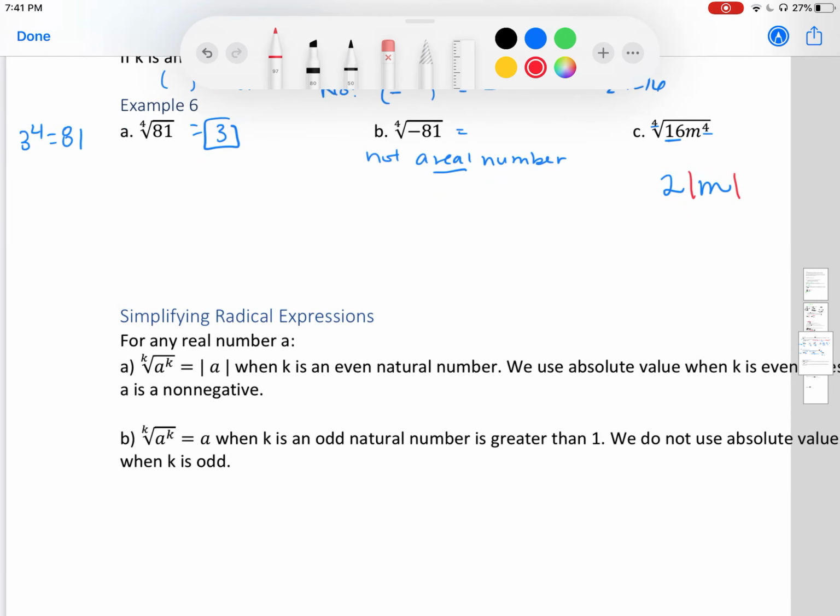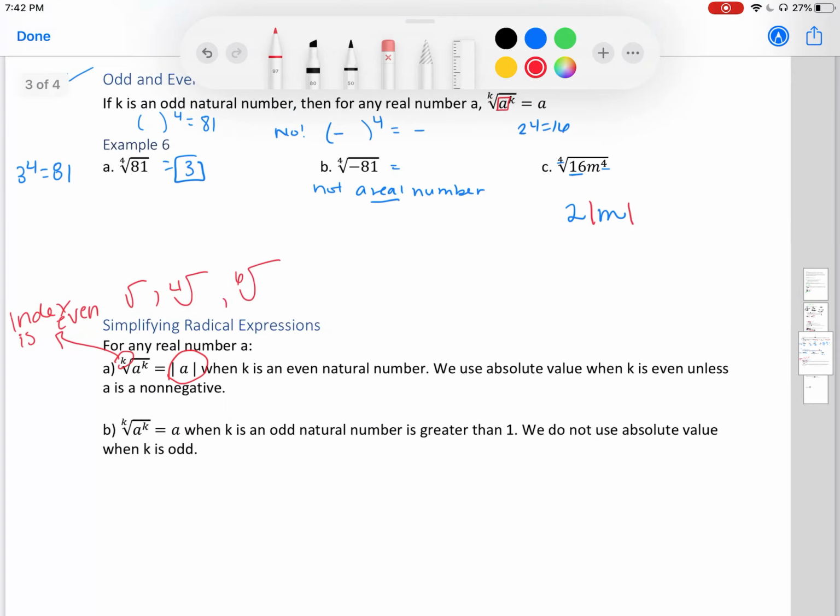Expressions. For A, when k is an even natural number, we want the positive, so we need the absolute value. If k is odd, we have a cube root, fifth root, and so on, and we don't need the absolute value, because we can take the root of a negative number.